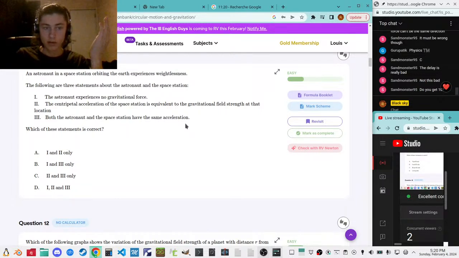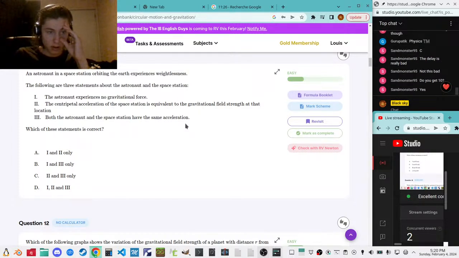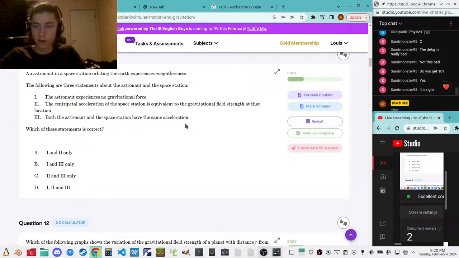Probably not. Both of the astronauts and the space station have the same acceleration. That's probably true. I'm going to go with 1 and 3. B.